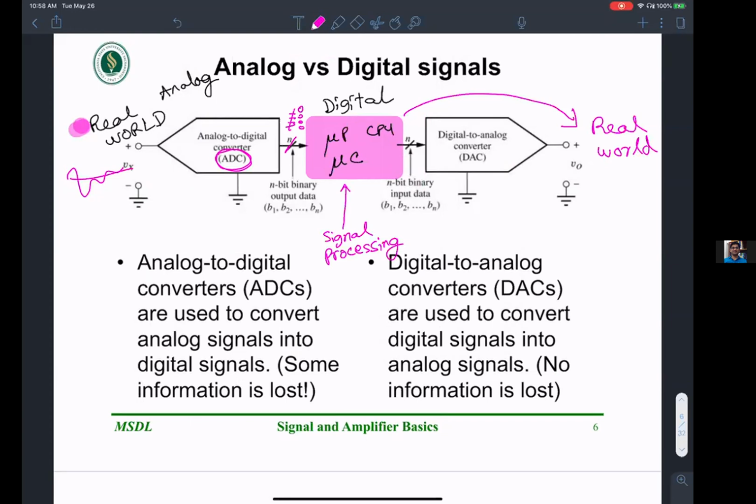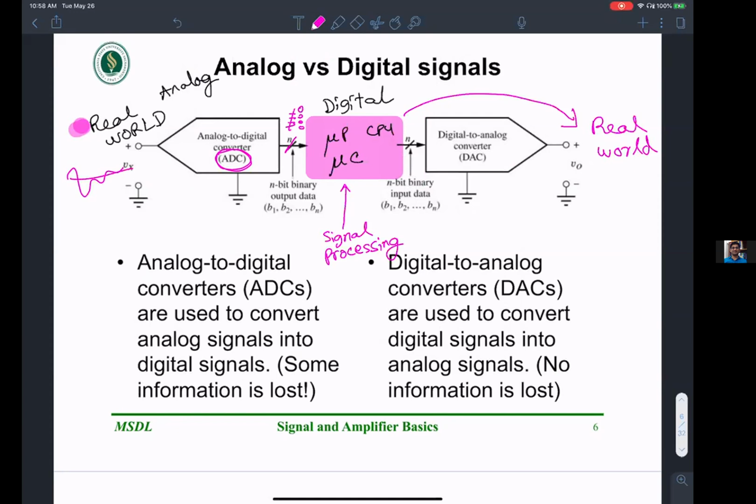So this is a typical layout of the translation from a real world signal into a digital signal via ADC. Then most signal processing, transmission, just about everything interesting is done in the digital domain. And then it is eventually translated back to the real world.